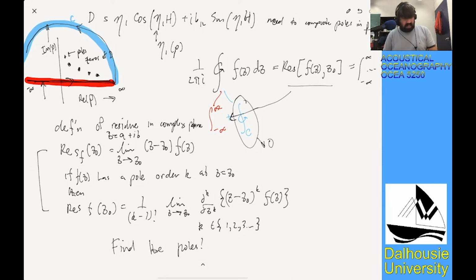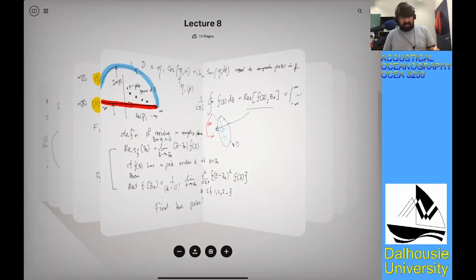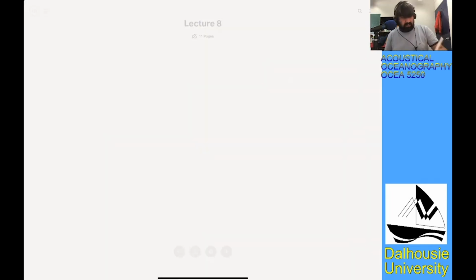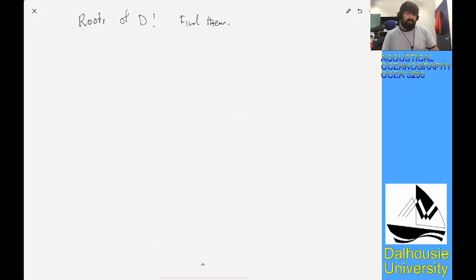And we have this equation D. We just need to figure out when that equation goes to 0. So the roots of D, find them. Okay, so D equals 0. We can solve that equation very quickly. We have tan of eta 1 h equals i eta 1 over the density ratio eta 2.